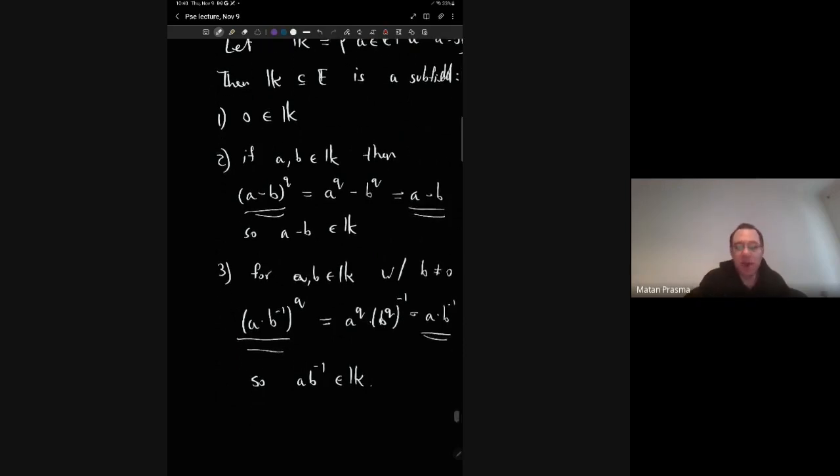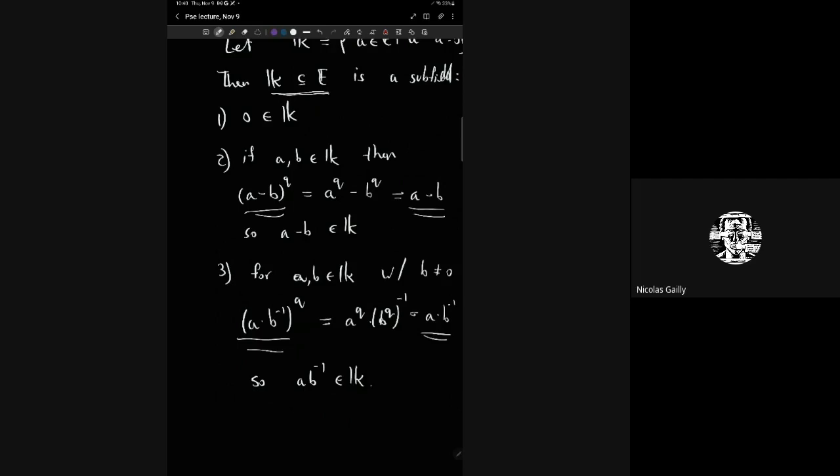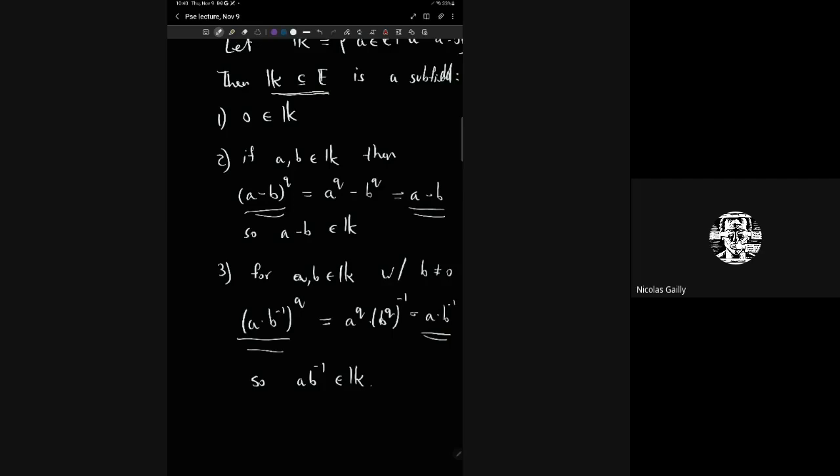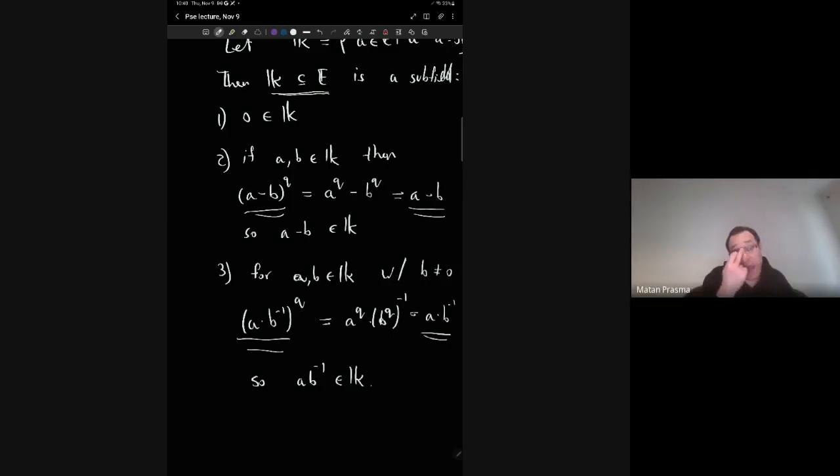Okay, so K is a field, and it's a field contained in E. Yes. Sorry, maybe it's very simple, but why again can you simplify A to the Q equal A? A to the Q, sorry, A to the Q equal A. Because A is in K.